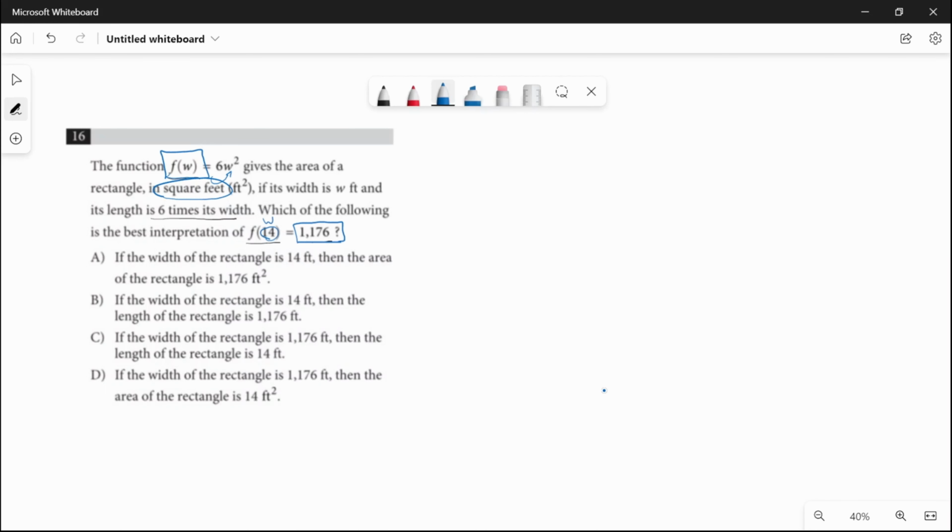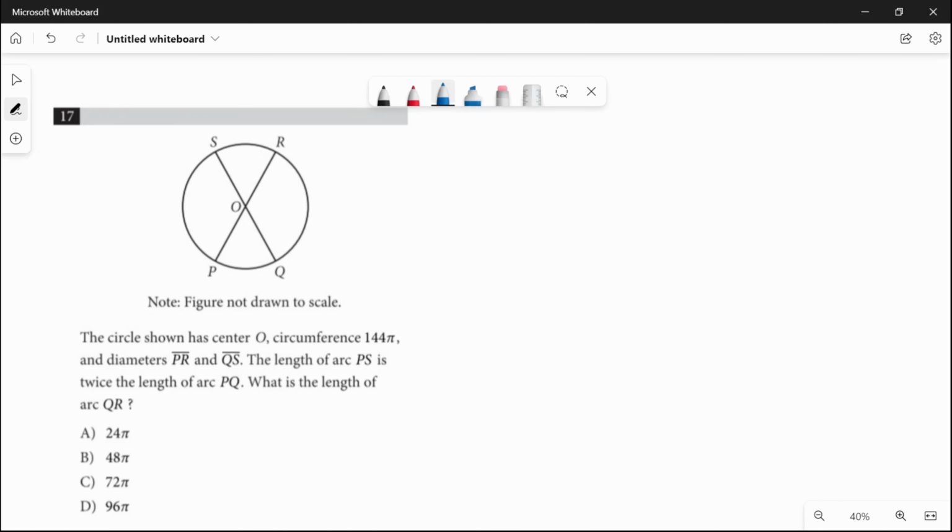So w in this function is the width, and 1176 is the square feet, or the area of the rectangle. So the answer for this question will be letter A, because it says if the width of the rectangle is equal to 14 feet, then the area will be equal to 1176 feet squared.